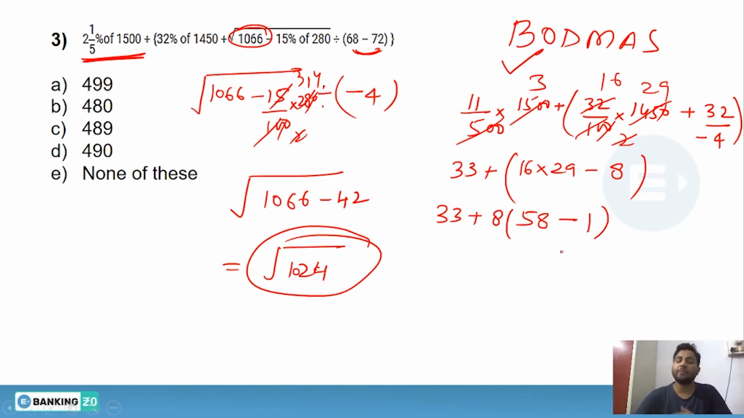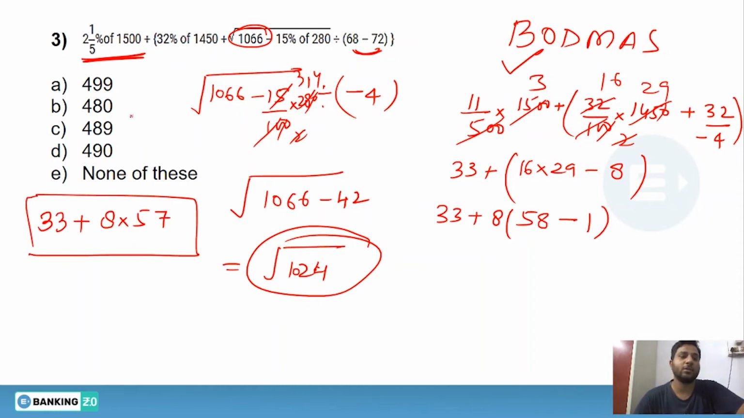We will keep solving in a split way. Okay, remember split way, remember that. That means 33 plus 8 into 57. Now what you can do is, if you solve this portion, you will know that your answer would be 489.